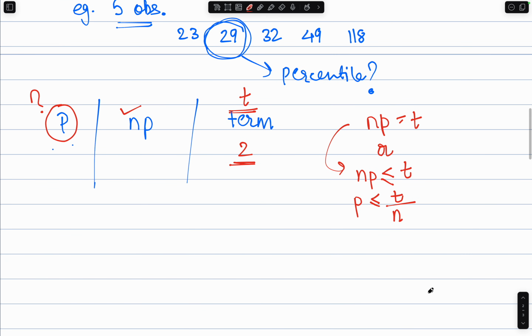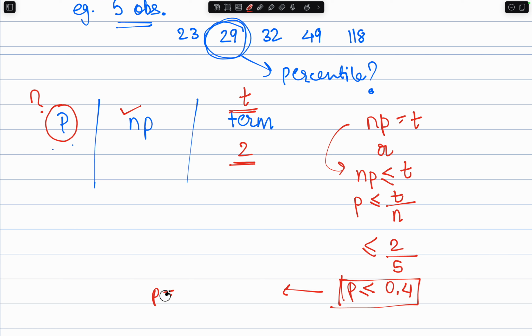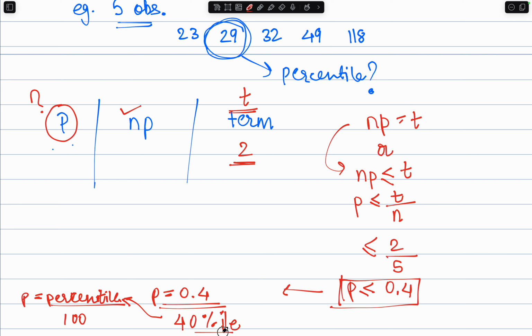Amazing. So far, so good. 2 by 5. Okay, so that is 0.4. is P. So P is less than equal to 0.4. So now in the ideal case, for us to get a proper thing, this would be a 40 percentile, since P is equal to percentile upon 100. So 0.4, we would get a percentile equal to 40 percentile. So we have successfully found this. So this is the 10th, this is the 40th.